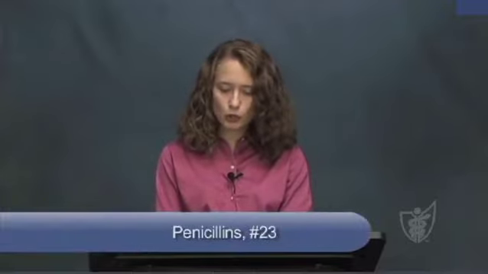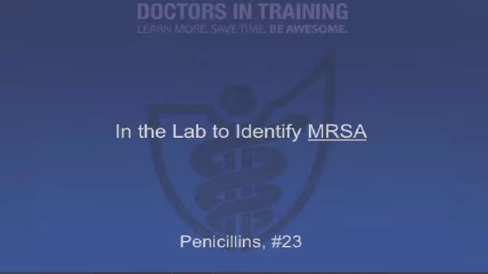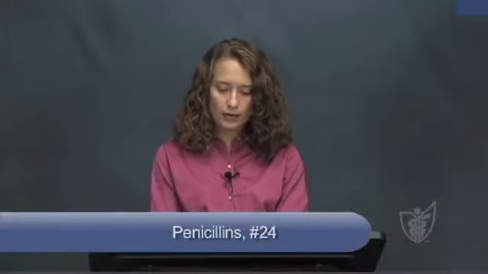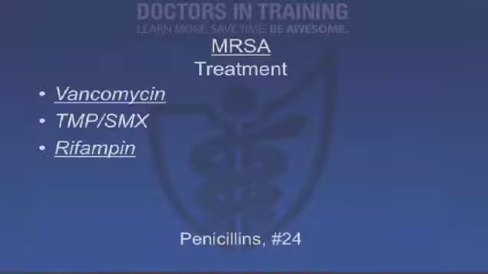Now, I mentioned methicillin as the first of those anti-staphylococcal penicillins, and really because of its toxicity, methicillin isn't used clinically, but it is still used in the lab to identify MRSA, to identify strains of Staph aureus that are resistant to the anti-staphylococcal penicillins. MRSA is usually susceptible to vancomycin, trimethoprim-sulfa, and rifampin. And so these are the agents that you probably use against MRSA and not these anti-staphylococcal penicillins.